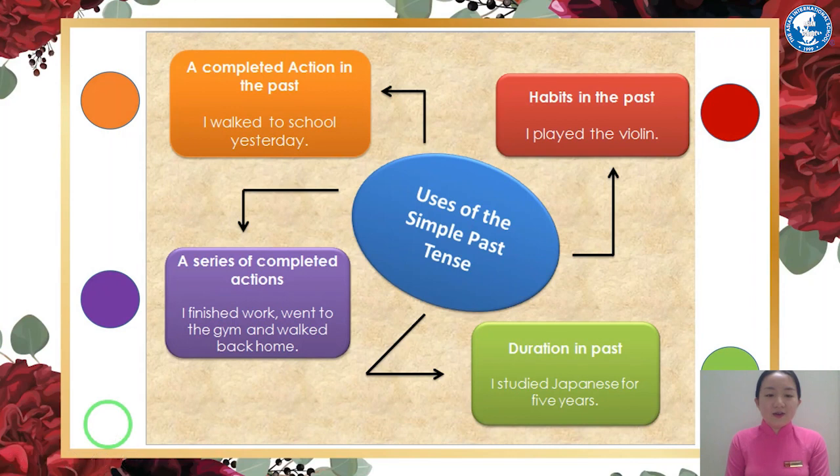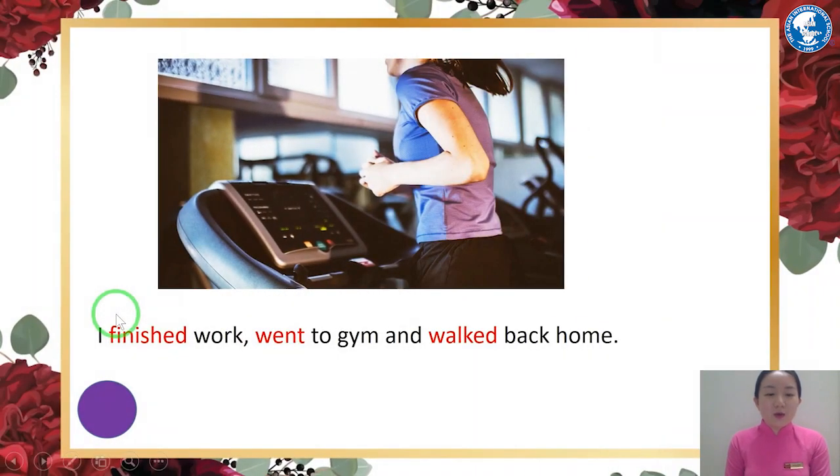Next, it's also used to mention a series of completed actions. For example, I finished work, went to gym, and walked back home. When you want to talk about two or more actions in the past, you use simple past tense. Now, look at this sentence. Can you tell me what is the irregular and what is the regular verb? Here, finished and walked are regular verbs. Went is an irregular verb. Very good.